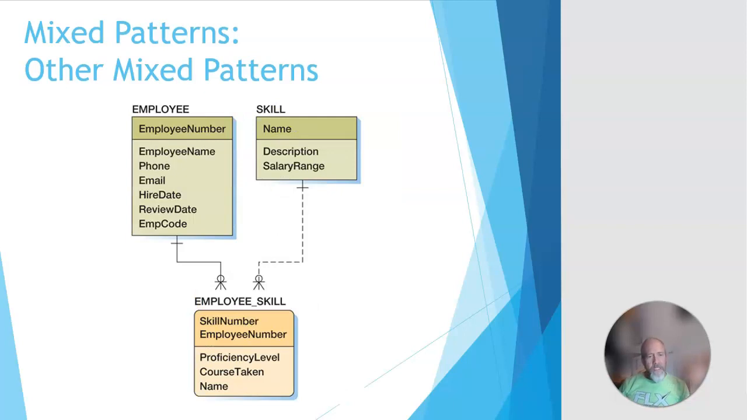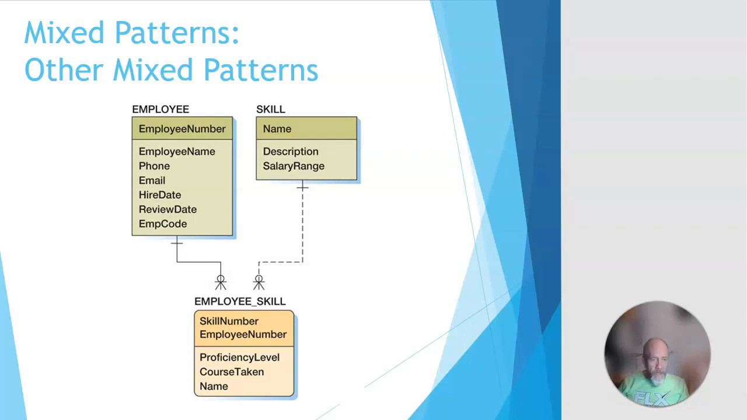Again, other mixed patterns that you can see here. An employee skill needs to have an employee. Do you need to know about the description and salary range that go with that employee? Not necessarily, but there is potential for a relationship between the two of them. You do need the employee to have the employee skill.